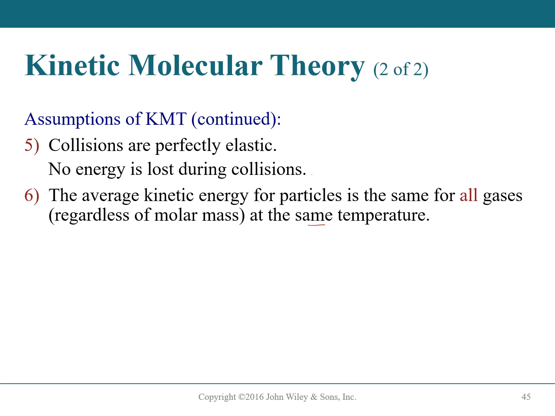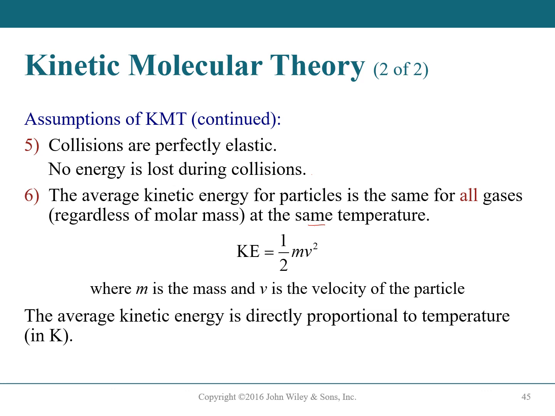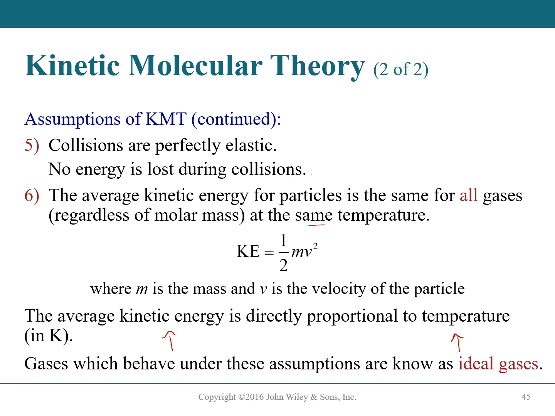But what that does mean is, it's like looking at a huge 18-wheeler truck and a little motorcycle. If they both have the same kinetic energy, if I have a lot of mass, then the velocity is slower than if I have a low mass, like a motorcycle, which has a higher velocity. So this is directly proportional. So basically, if I increase my temperature, I increase my average kinetic energy. And gases that actually behave according to these assumptions are called ideal gases.